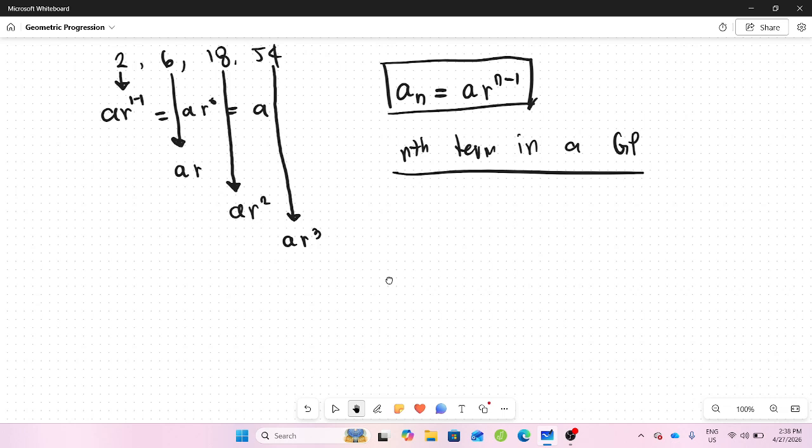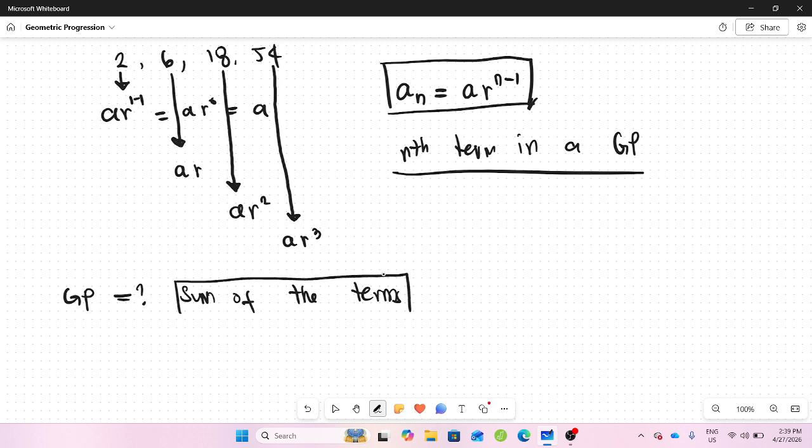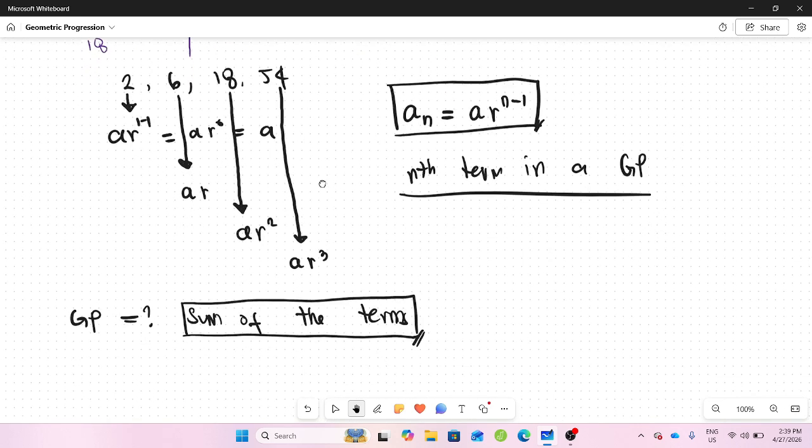Now, just like in arithmetic progression, we are also after the sum of all the terms. So in geometric progression, we're going to find out what will be the sum of the terms. So let's look for an equation that would do the work of getting the sum of all the terms. So let us proceed.